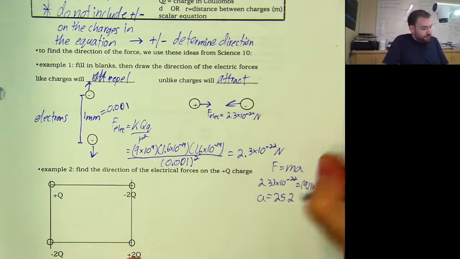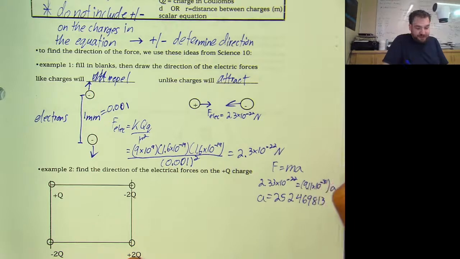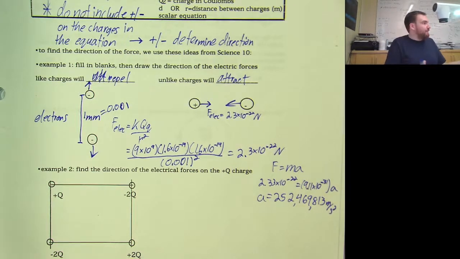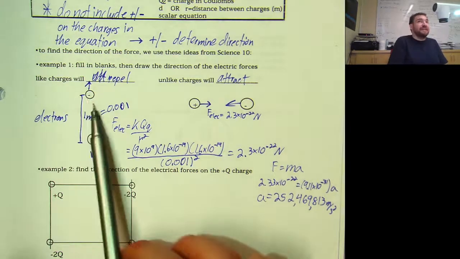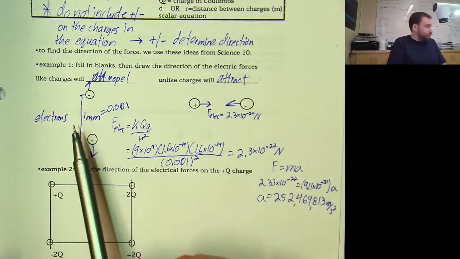So 252,469,813 meters per second squared is actually what that number ends up being. It drops from 10 to the 9 to 10 to the 8 because you've got a 2.33 divided by 9.11, so that's going to move the decimal place once. This is the value. The acceleration of these electrons is huge.